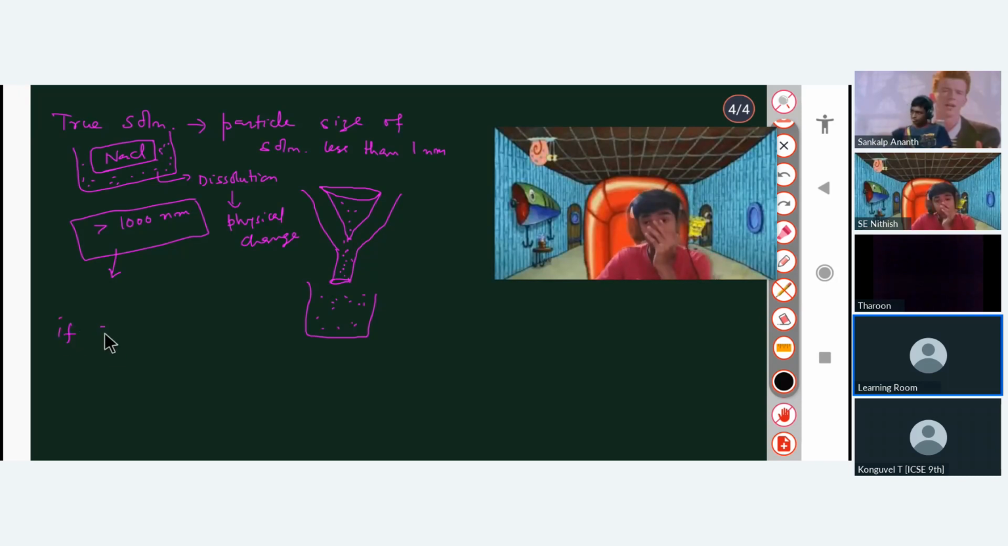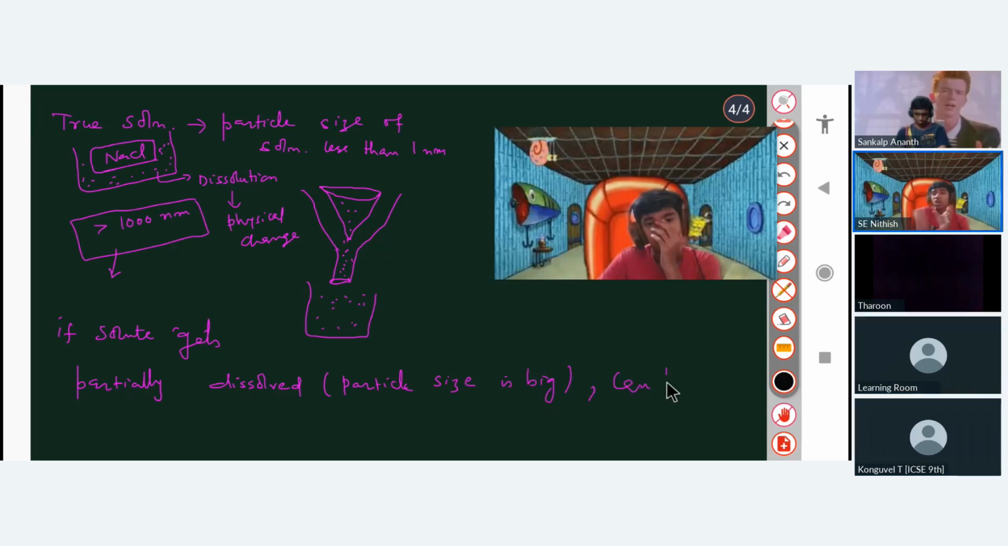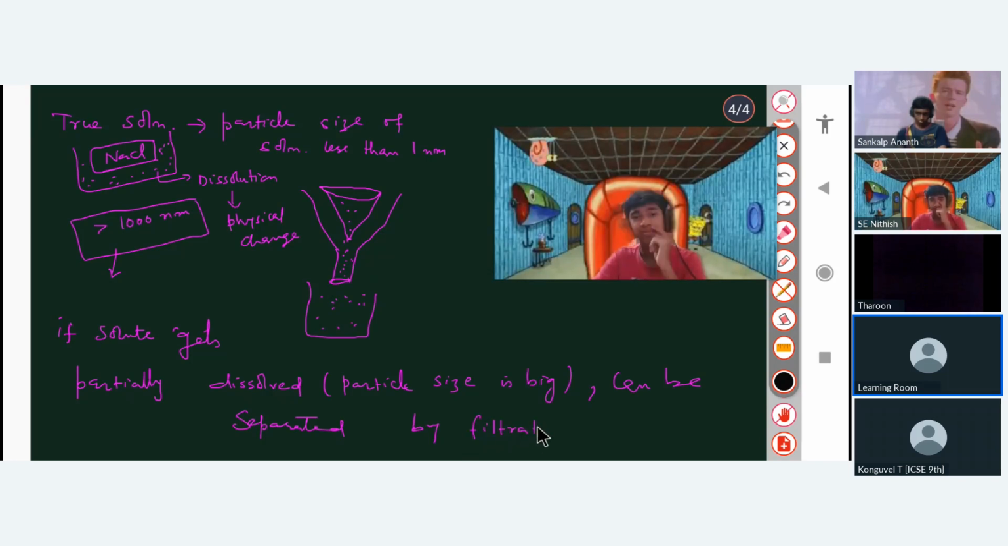So you can write that if the solute gets partially dissolved, partially dissolved means the particle size will be big, right? So when the particle size is big, you can separate it by filtration. But in a true solution, you have to remember that the particle size is very small, less than 1 nanometer, so you cannot separate it by filtration or by using filter paper.